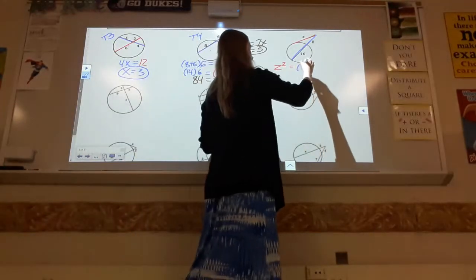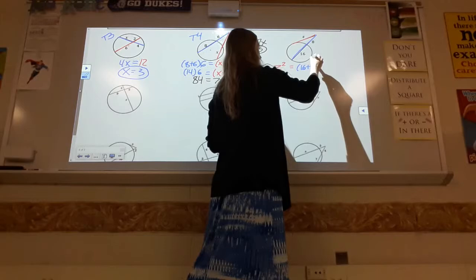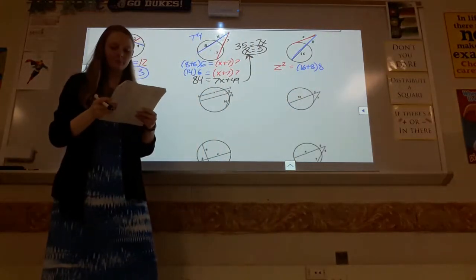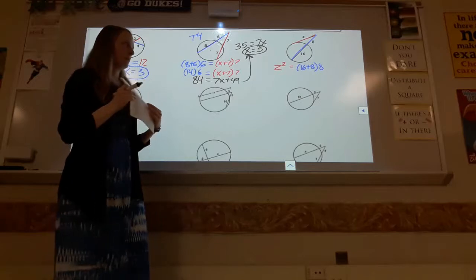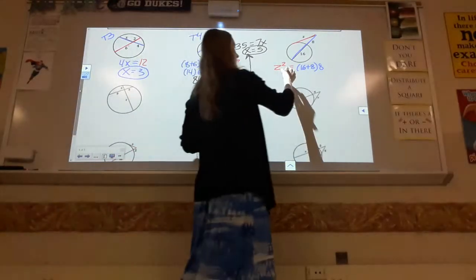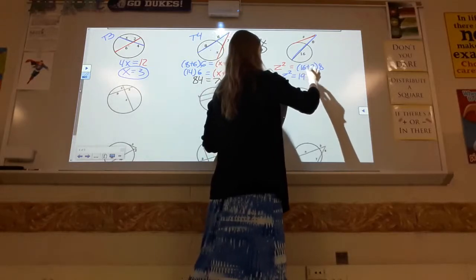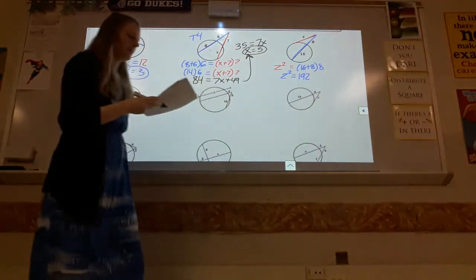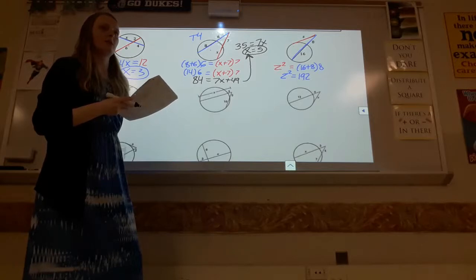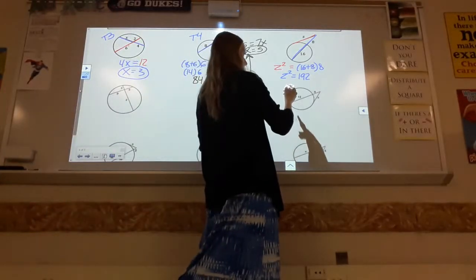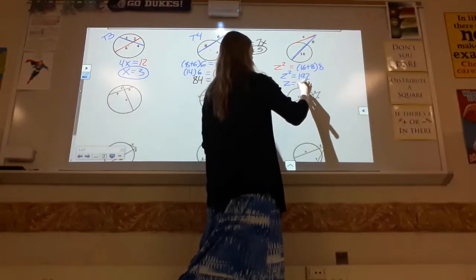16 plus 8. And then what's the outside part? Okay, so now do 16 plus 8, whatever that is, and then multiply that times 8. 192. So I'm here. Now how would I get z by itself? I don't want z squared, I want z. Yeah, square root. Square root.